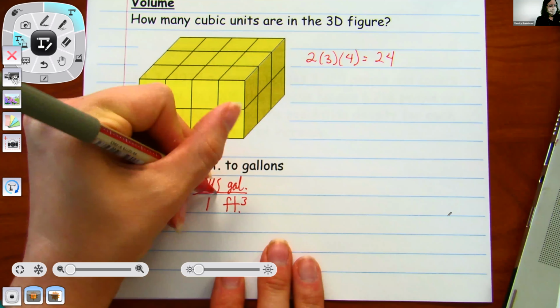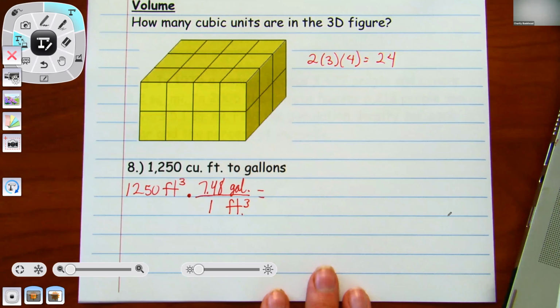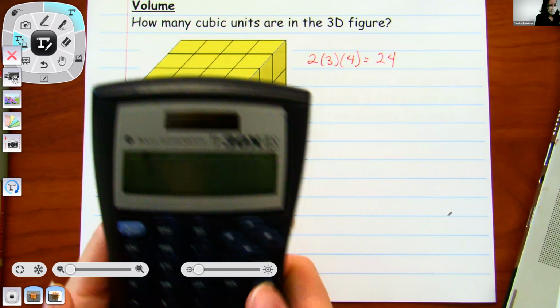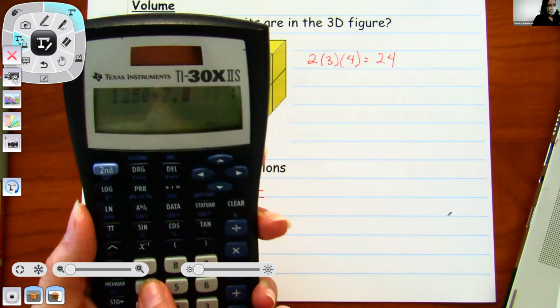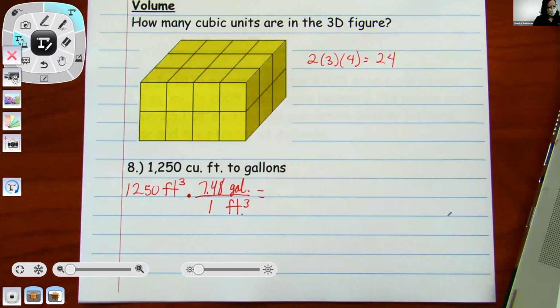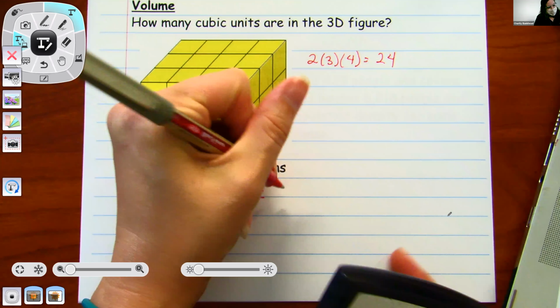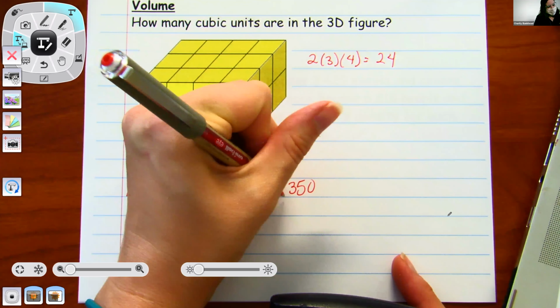So then we just multiply 1,250 times 7.48. All right, so that gives me 9,350, and that's gallons.